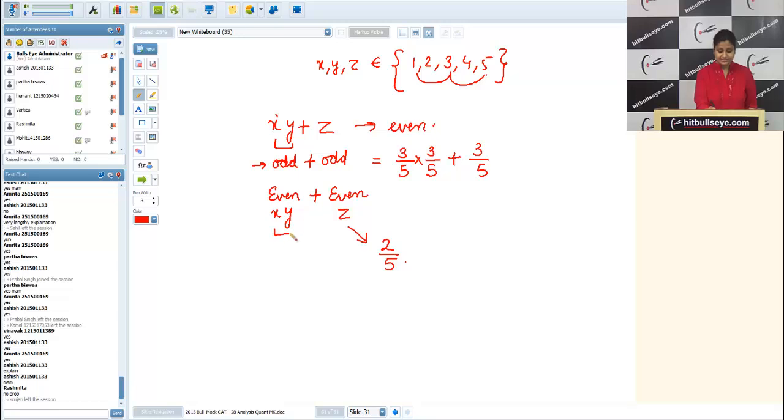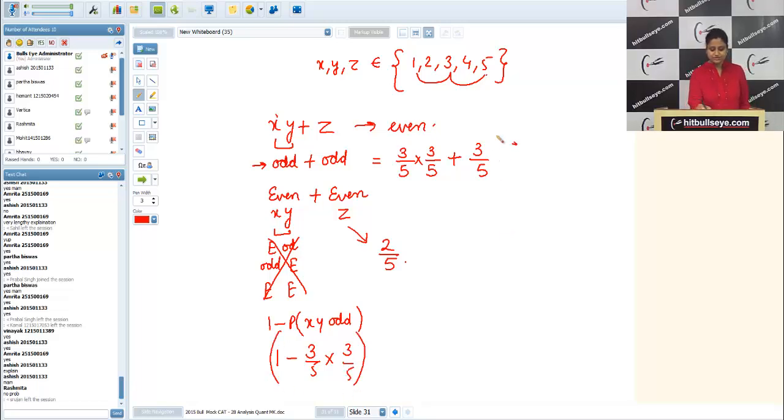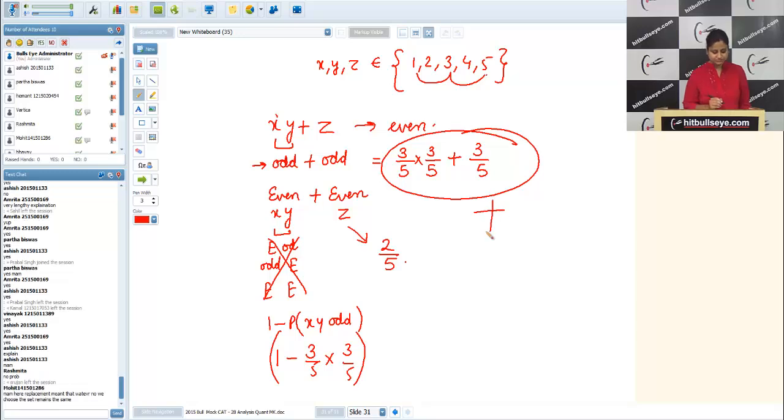What is the probability that xy is even? Now there can be 3 cases: x is even but y is odd, x is odd but y is even, or they both are even. Either you can take these 3 cases, or you can take 1 minus the probability that the product is odd, the reverse case. So what is the probability of getting xy odd? It will be 1 minus 3 by 5 into 3 by 5. So that will be the answer. The answer will be this thing, plus either or.